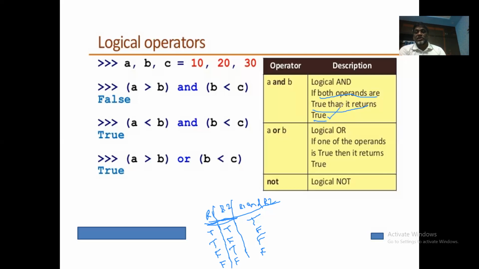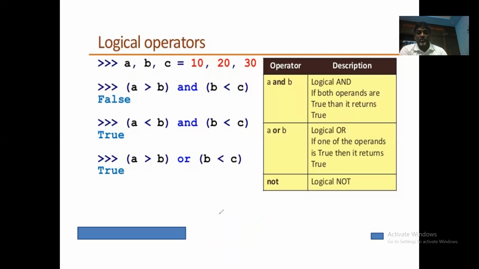Okay. Similarly, the OR operation, if it is applied on two relational expressions, it returns true if at least one of the relational expressions is true. Okay, so I'll write it again. So R1, R2, and this time I will use, okay, R1 or R2.